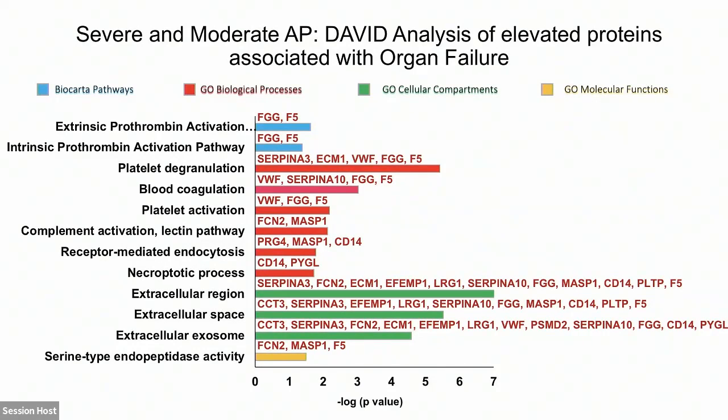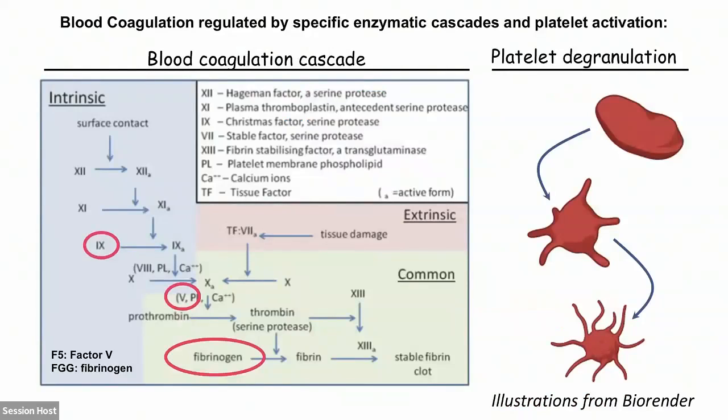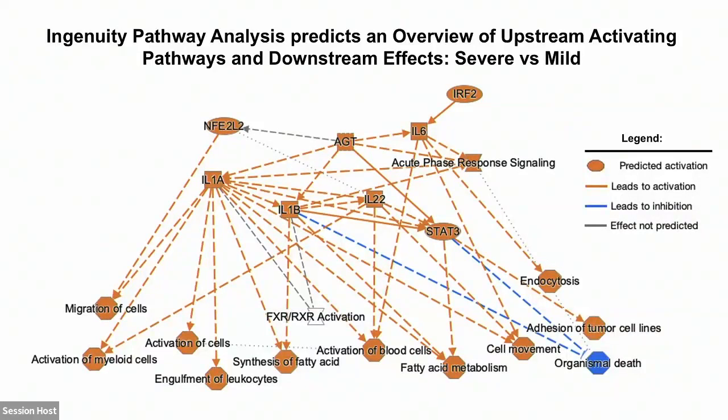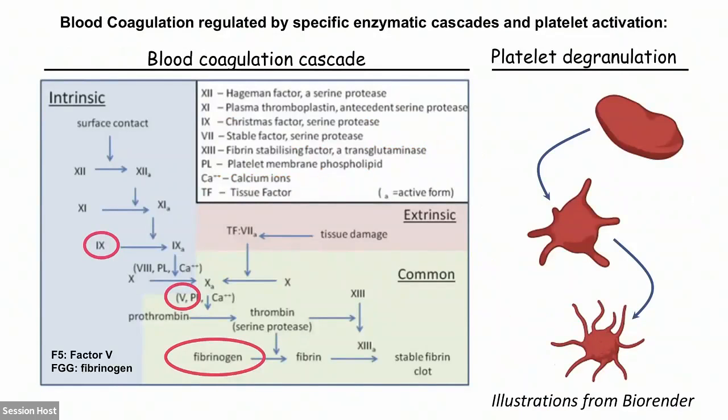And so therefore led us to believe that these are important processes in the severity of disease. This just shows the coagulation cascade, both extrinsic and intrinsic, and circled are 3 different proteins that were found elevated in the severe cases.